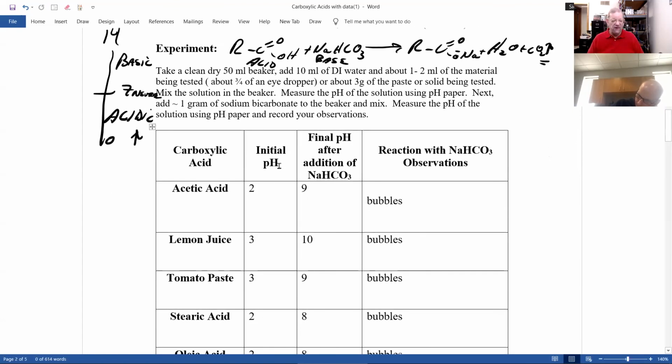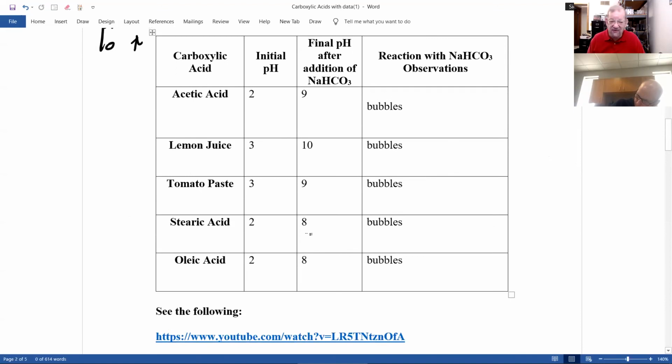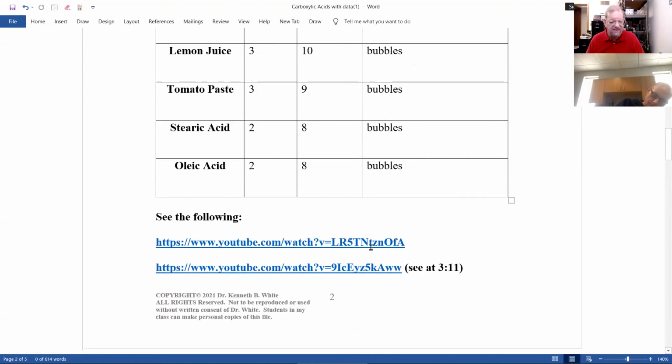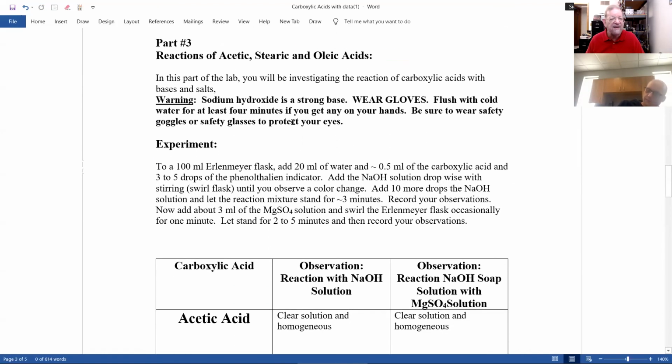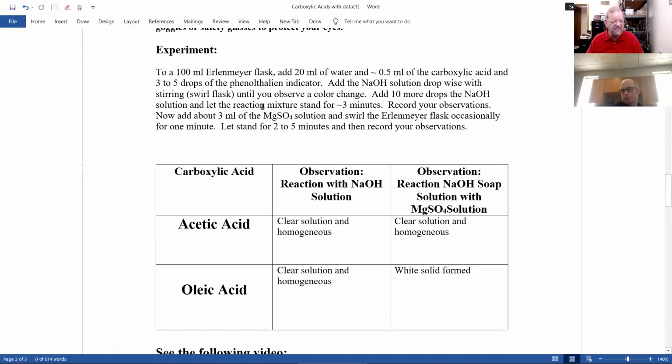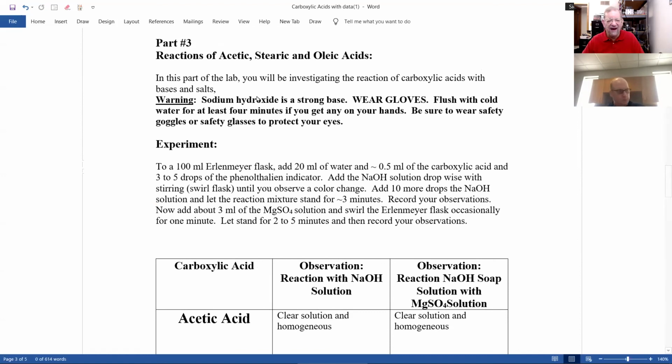And here we're reacting certain compounds with sodium bicarbonate, measuring the initial pH, and after you do it, the final. And what did you observe? Now, we got some dangerous chemicals here we would have done in the lab, like lemon juice, remember that contains citric acid, and tomato paste, that has citric acid. And you can see the results and what happens to the pH. And you can look at the results, how to do that on YouTube. Now, this last one, where it says stearic, actually, we're only going to do it with oleic and acetic.